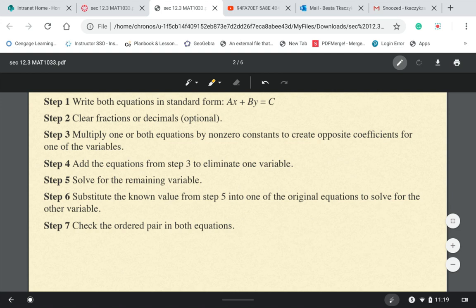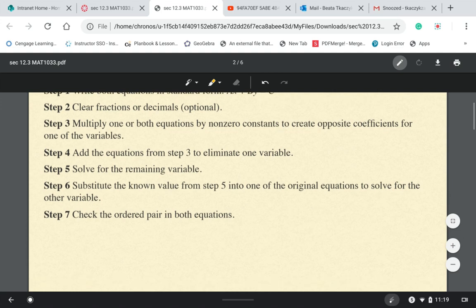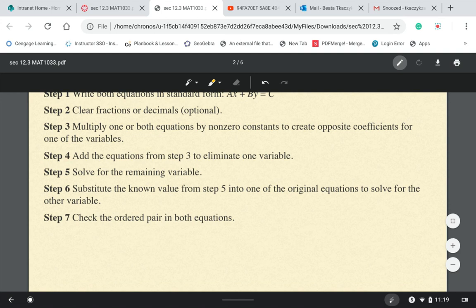Now, step 3: multiply one or both equations by a non-zero number to create opposite coefficients for one of the variables. So you want one equation to have, let's say, 3x, and the second equation to have the opposite, like negative 3x in front of x. Why are we going to do it? Because in step 4, we're going to add the equations vertically, and when we have opposite coefficients, one of the variables will be eliminated.